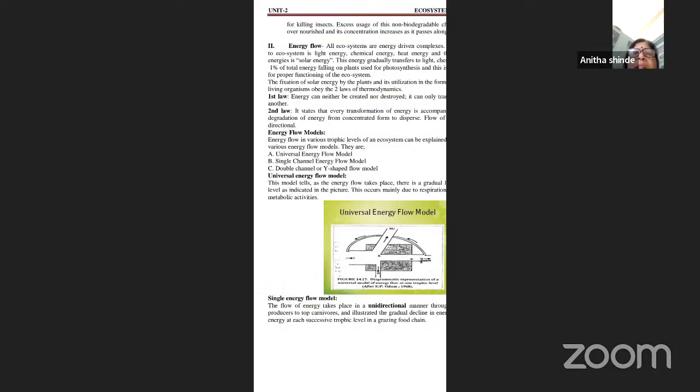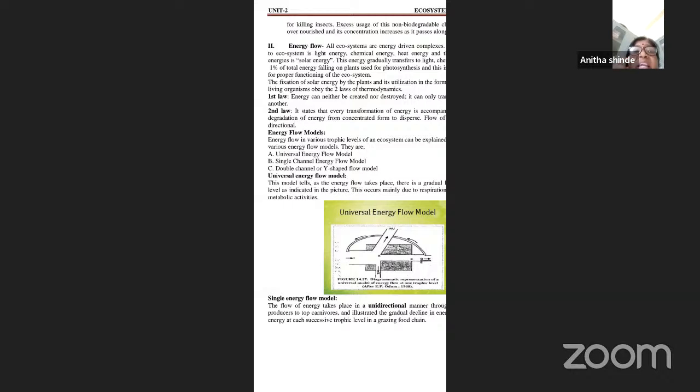They obey two laws of thermodynamics. What do the first and second laws say? Energy can neither be created nor destroyed; it can only be transformed from one form to another. Second, every transformation of energy is accompanied by degradation. Whatever energy we take in, not 100% of it is transferred from one organism to another. Some degradation of energy will be there, which means some energy will be lost. From a concentrated form, it may lead to a dispersed form. But the flow of energy is always unidirectional, so it flows in only one direction.